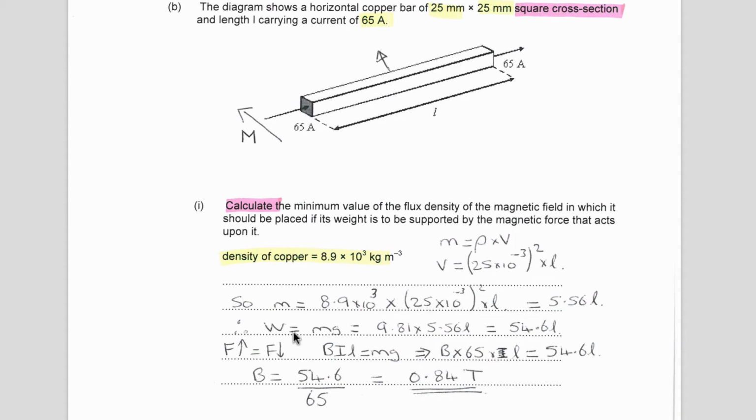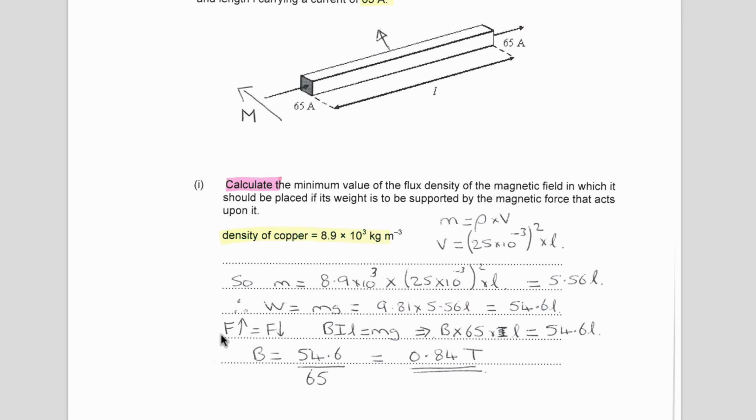So the weight, which is equal to mg, is the mass we've just worked out multiplied by the acceleration due to gravity of 9.81 meters per second squared. If we do that, we get 54.6 L. So we've still not got rid of this L yet. In the end, we know that the force upwards must equal the force downwards. The force upwards is the magnetic force on this conductor, and they gave us the equation for this in the first part of the question, which is BIL, where B is the magnetic flux density in Tesla, I is our current in amps, and L is the length of the conductor. And that's equal to mg, which we've worked out.